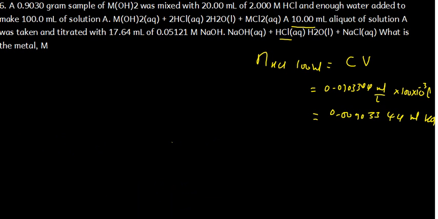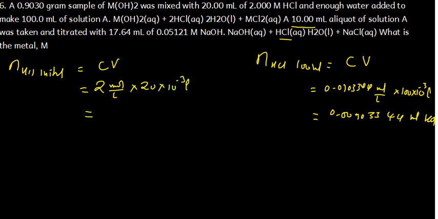Okay, now we need first to determine the initial number of moles and then determine how many moles reacted in the first reaction. So number of moles of hydrochloric acid initial is equal to concentration times volume. Now we've been told we reacted 20 milliliters of 2 molar hydrochloric acid. So the concentration is 2, molar is mole per liter, and then the volume is 20 milliliters. Convert that to liters by multiplying by 10 to the power negative 3, and what you are going to find is 0.04 moles of hydrochloric acid.